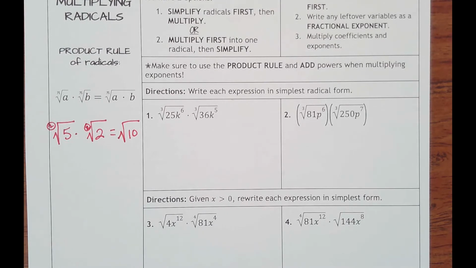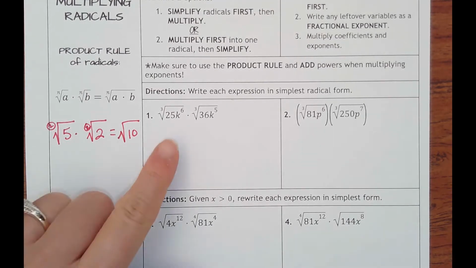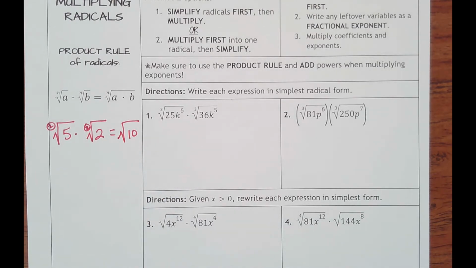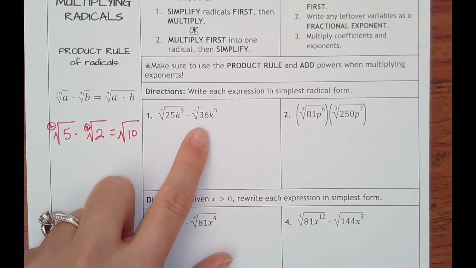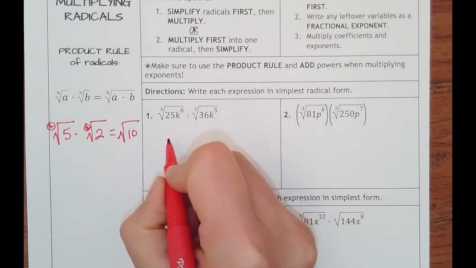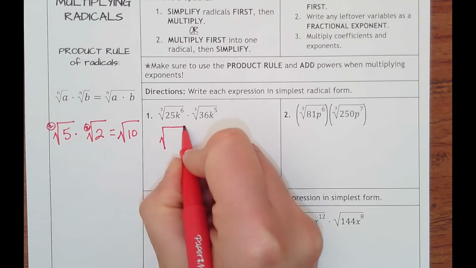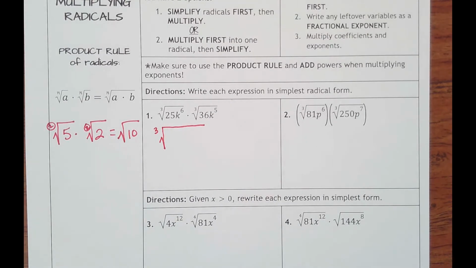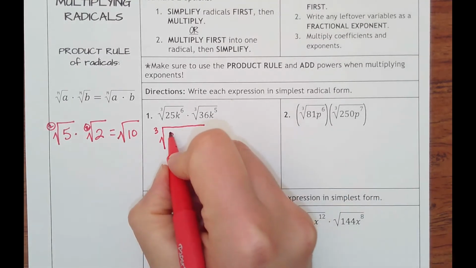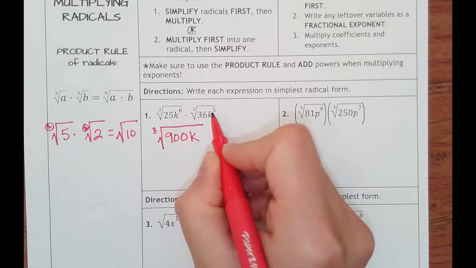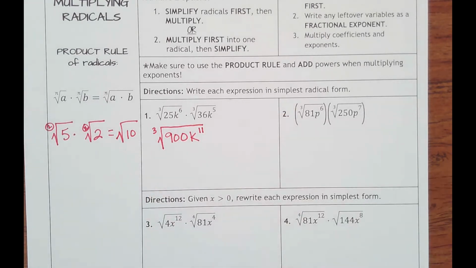So number 1, we've got the cube root of 25k to the 6th power times the cube root of 36k to the 5th power. I know that 25 is not a perfect cube and it cannot be broken down, so I'll leave it, and 36 is the same. You would think, yeah, it can divide by 3, but that's not what a cube means. Okay, so we'll go ahead and multiply this to get the cube root of 25 times 36, which is 900. And then for k, we're going to add 6 and 5 because they're really getting multiplied under the radical.